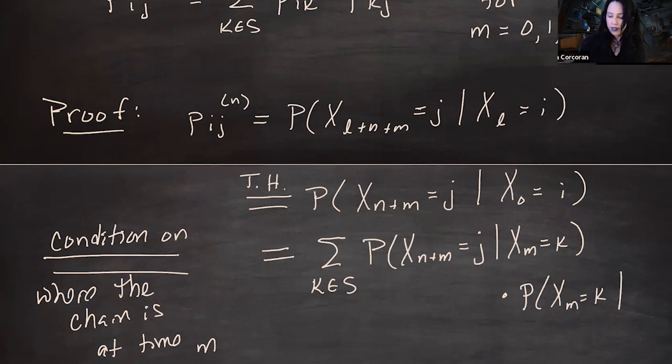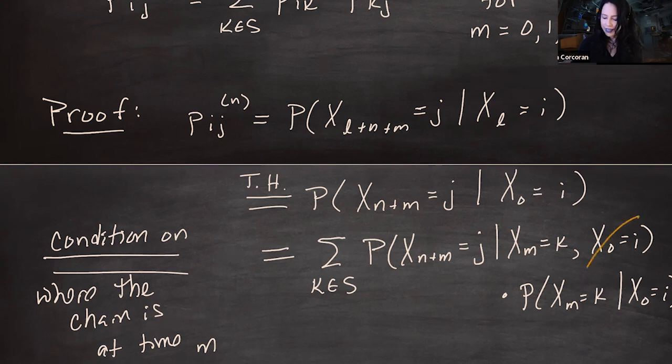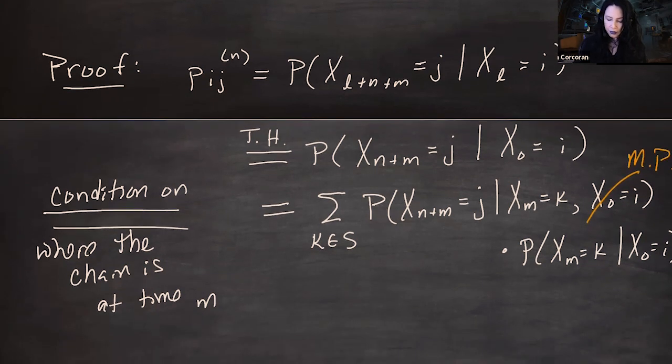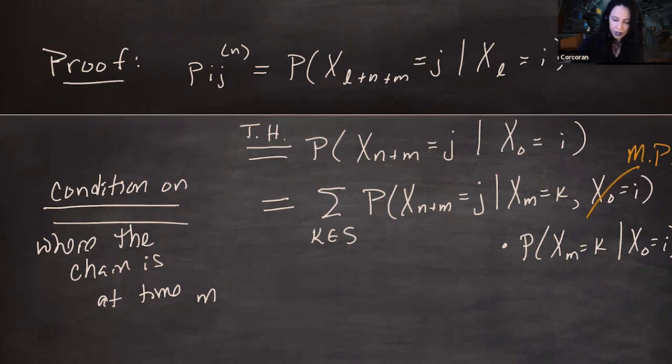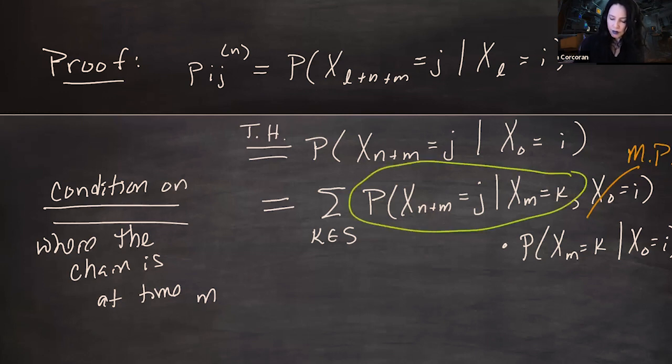Oops, it's not wrong, but it's bad. I still have X_0 equals i up here because I stay in conditional land. It's going to get dropped, but I didn't mean to do that. X_0 equals i. And yeah, so now this gets dropped by the Markov property. And so this first guy is the probability of moving from k to j in n time steps, because I started at time m and then looked n time steps later.